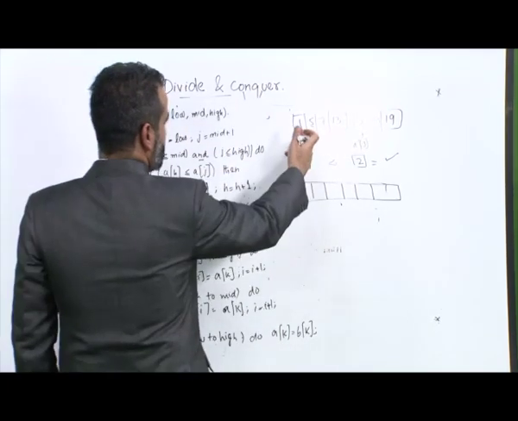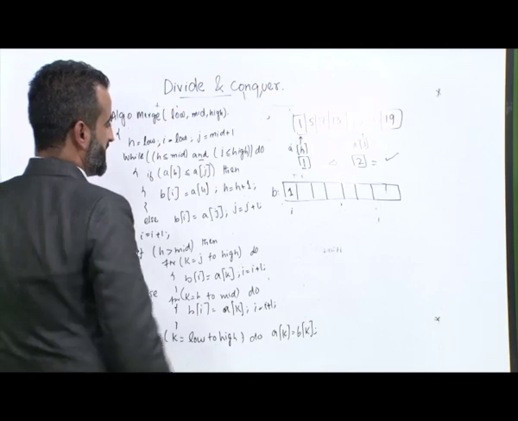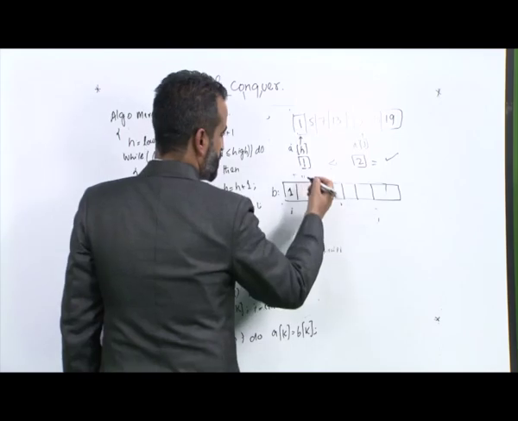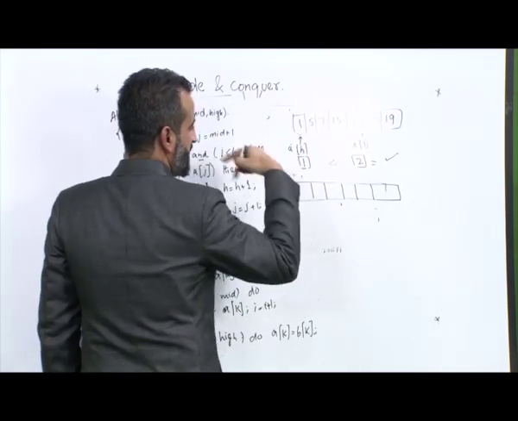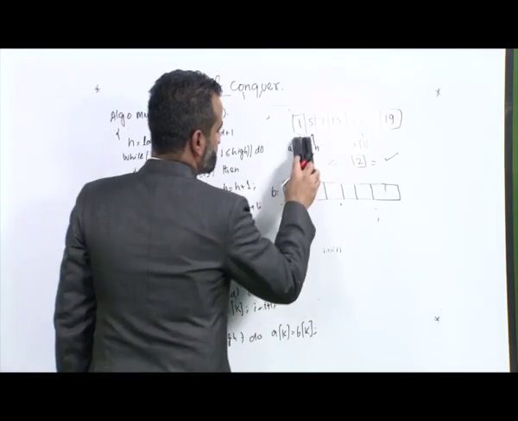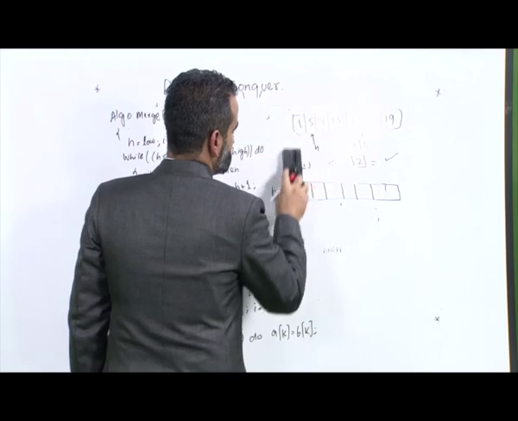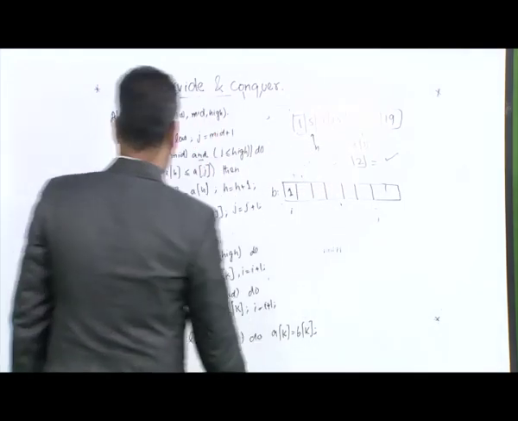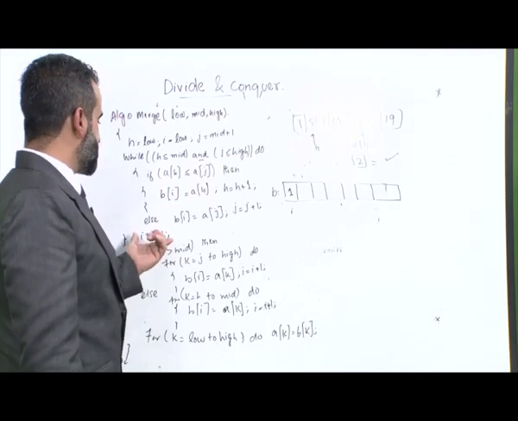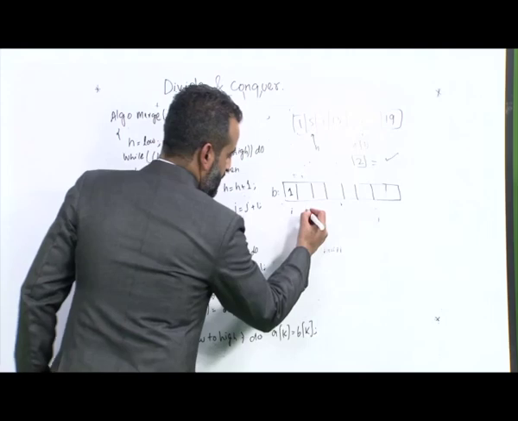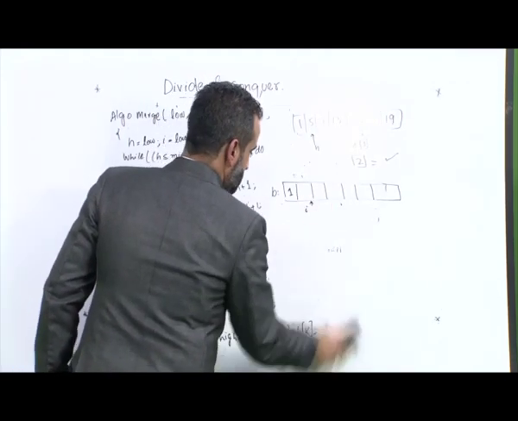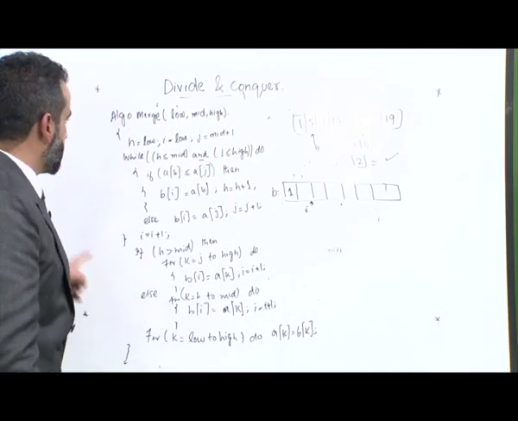Since I have copied this one element, I'll increment my h. Now h is pointing towards the next element. h is equal to h plus 1. Earlier it was pointing towards this place, now h will be pointing towards this element. Since the if condition is true, it will obviously not go into the else part. It will just increment the i. So my i will now point towards the second element, and from here we'll go back into the loop.